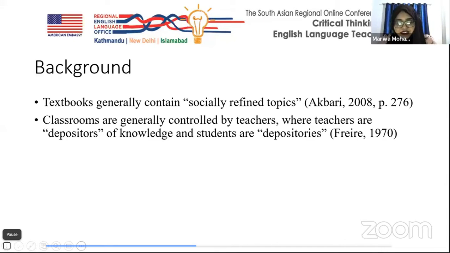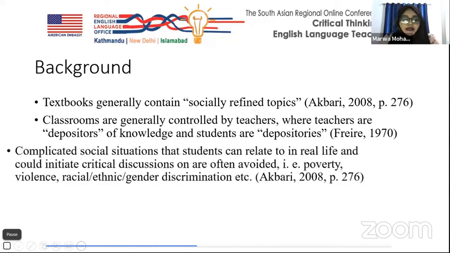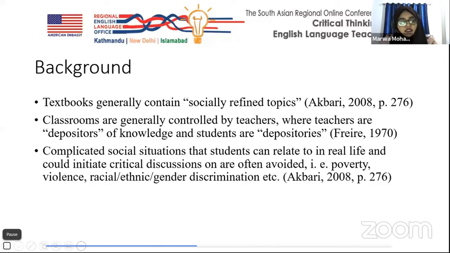Maybe not at all in America or UK or other countries, but in our country still, although we are adopting the communicative language teaching method, we are still the depositors of knowledge and our students are depositories. So it's like a banking system. And there are social situations, incidents, events that students can relate to in their real life, and they could initiate a critical discussion on. But these are avoided because, as I earlier said, these are considered to be taboo or uncomfortable.